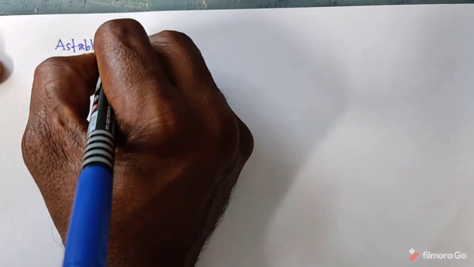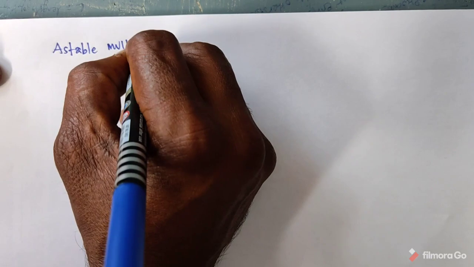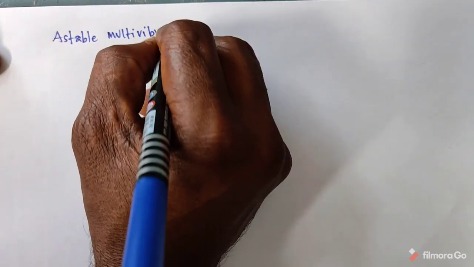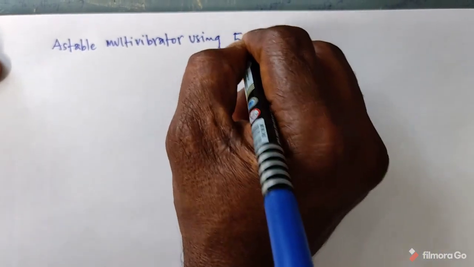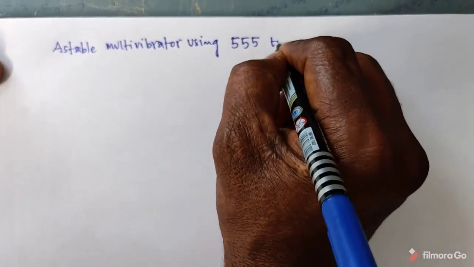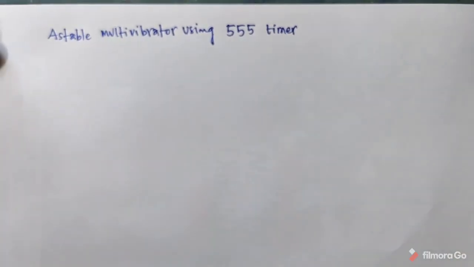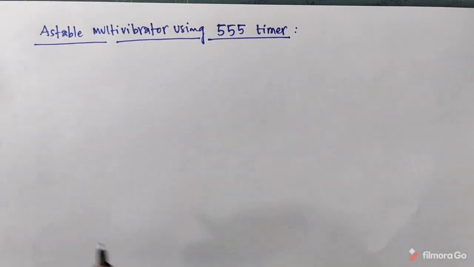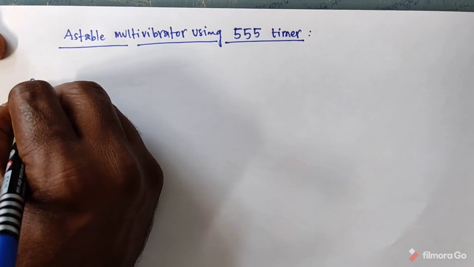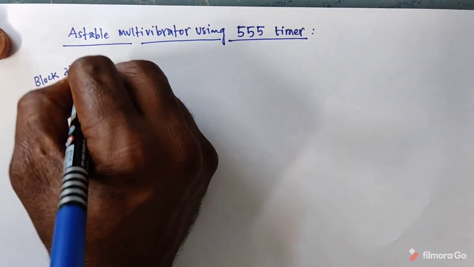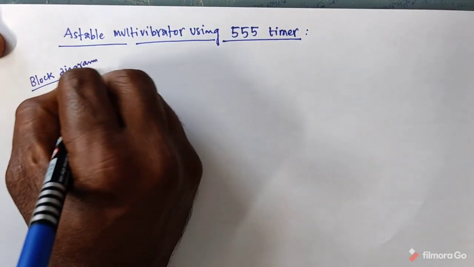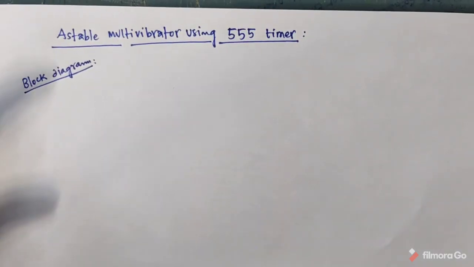Hi friends, today the topic is astable multivibrator using 555 timer. Now the basic block diagram of astable multivibrator using 555 timer.